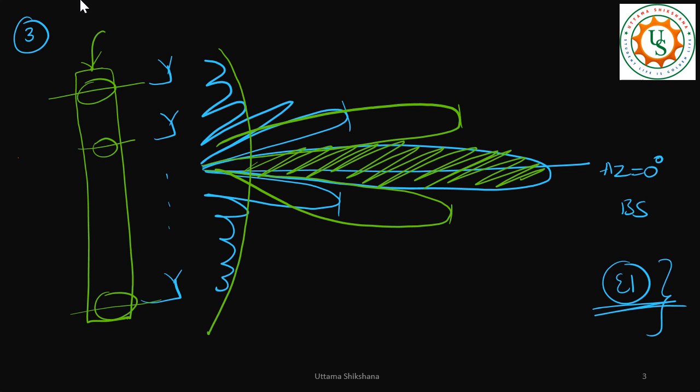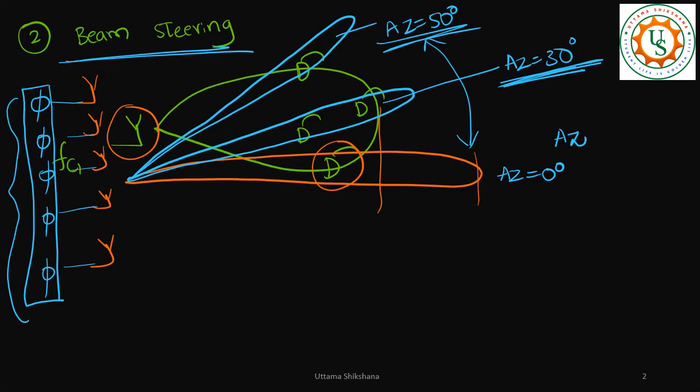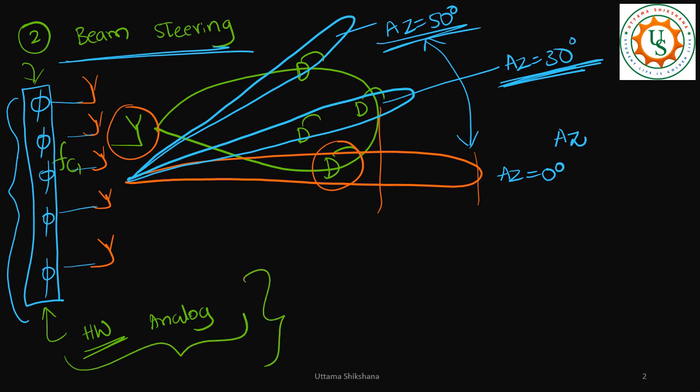Okay, I hope you got the clarity. The third point is getting low side lobe levels, SSL. Even in the case of the phase shifter in the second case, these are hardware components performed in the analog domain, so that is analog beamforming. But the similar kind of progressive phase shift we can even perform on the digital signal as well.